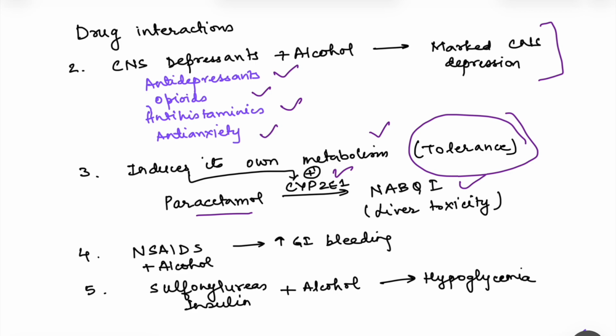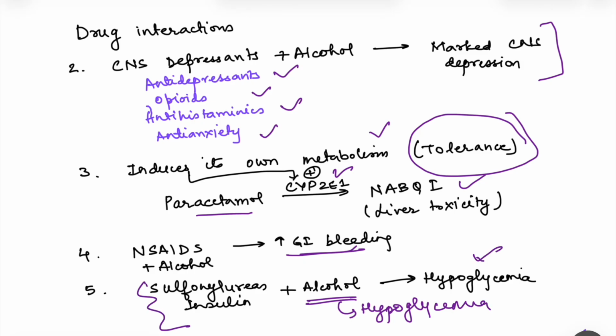Then NSAIDs plus alcohol, there can be an increased tendency of GI bleeding, because we have seen that alcohol increases gastric acid secretion, and NSAIDs are also damaging to the gastric mucosa. So there can be an increased tendency of GI bleeding. Then alcohol actually causes hypoglycemia. So if the person is on anti-diabetic drugs, then there can be more chances of hypoglycemia.